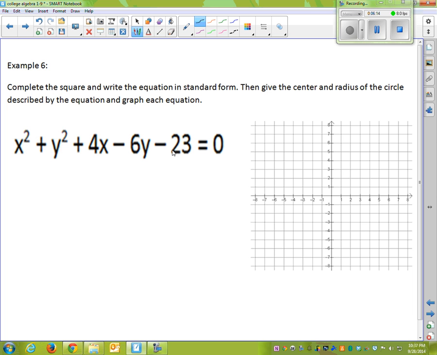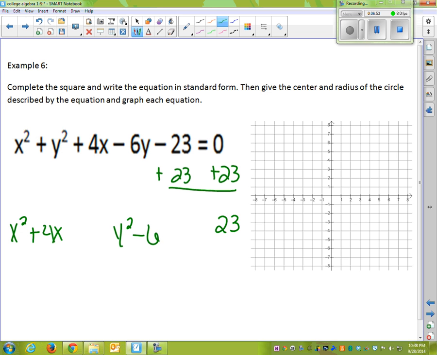The first step is to get anything without an x or y on the right-hand side. I need to take this 23 and add it to the other side. Because remember, standard form, x and y are on the same side. When I rewrite this equation, I'm going to put my x's together. So I'll write x squared plus 4x, and then leave a space and put my y's together. y squared minus 6y. Leave a space, equals 23.